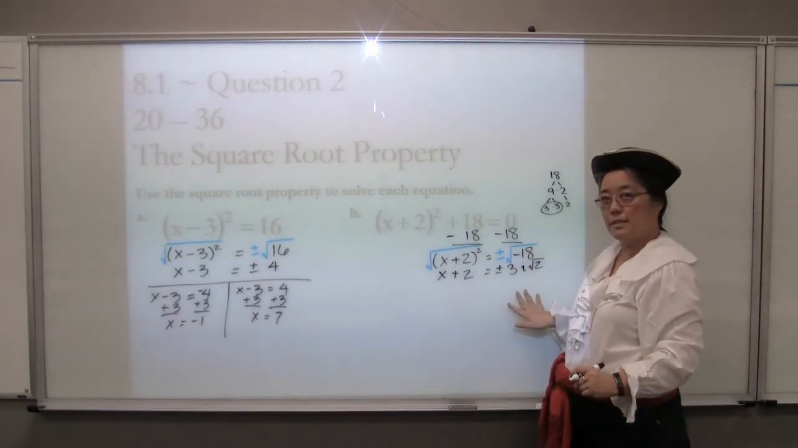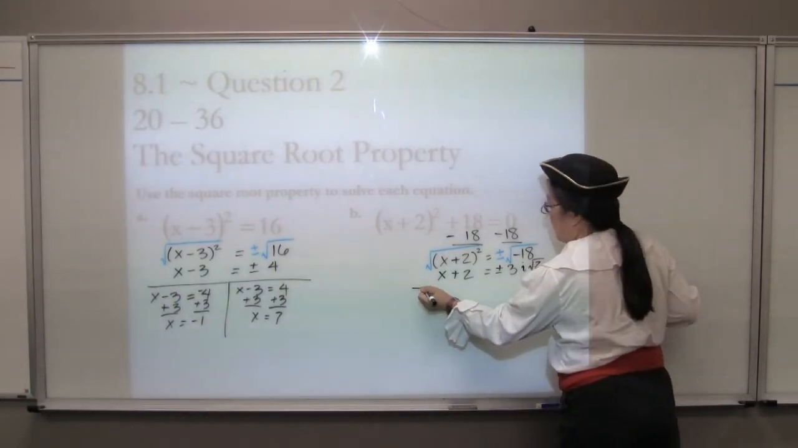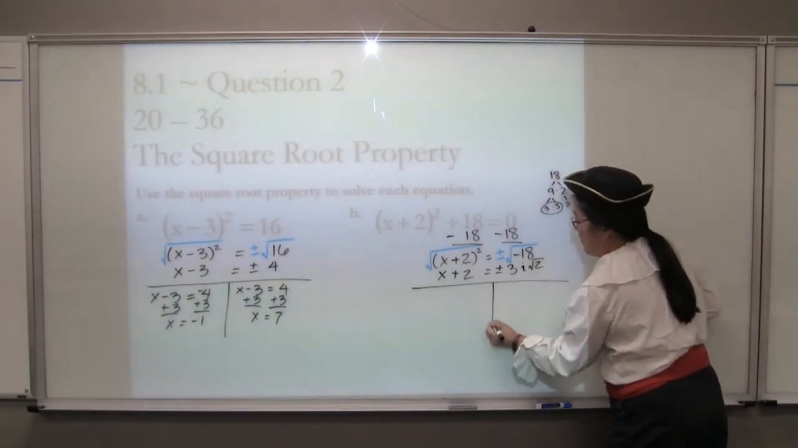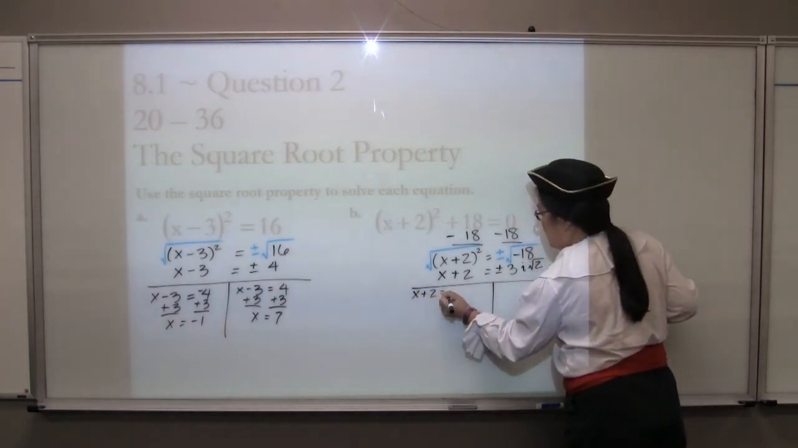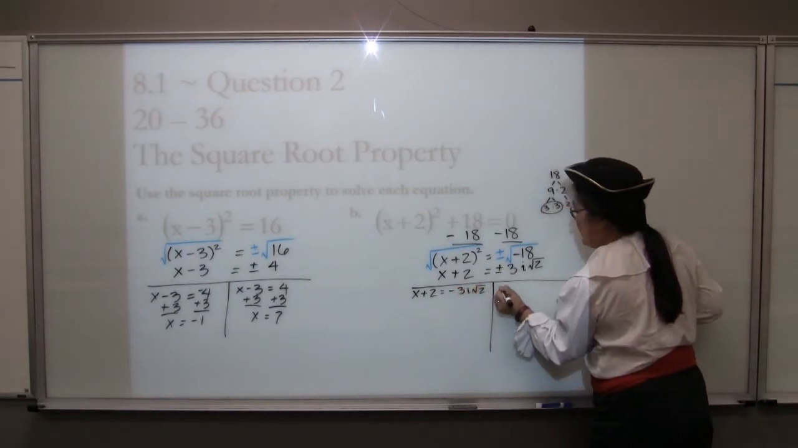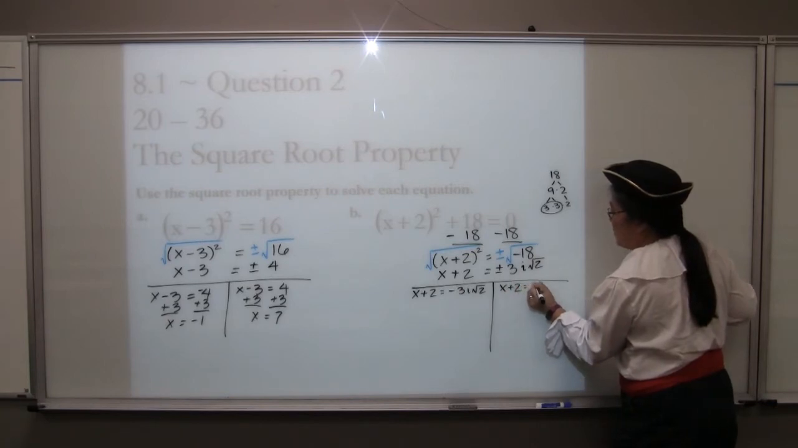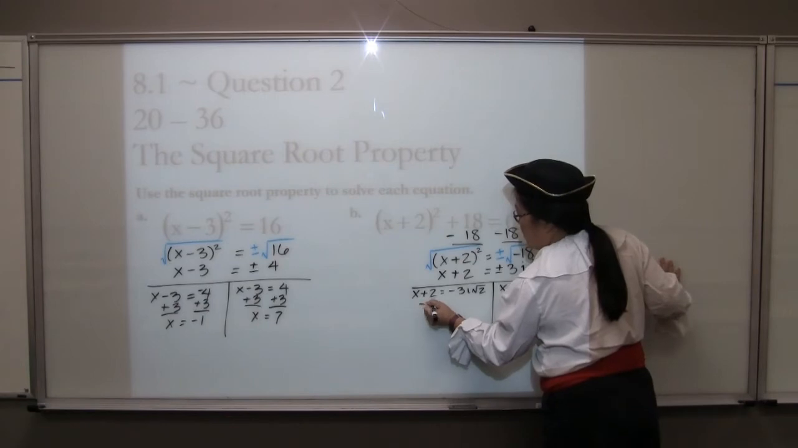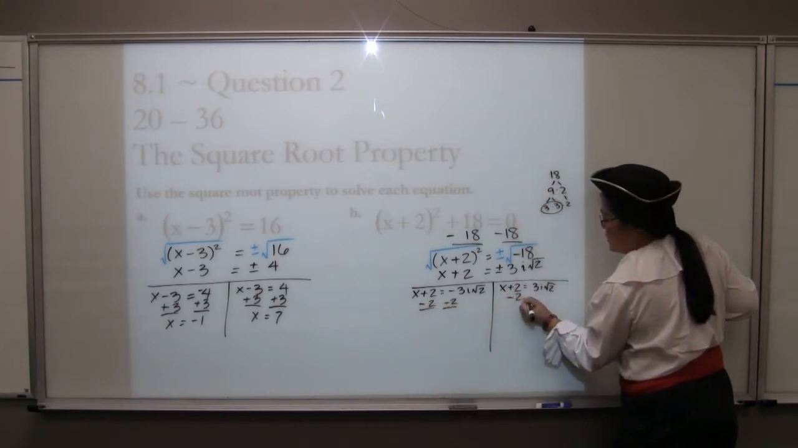Interesting thing. This is particularly yucky. So, we have x plus 2 equals the negative version of 3i square root of 2, and x plus 2 equals the positive version of 3i square root of 2. We're going to subtract 2 from both sides.